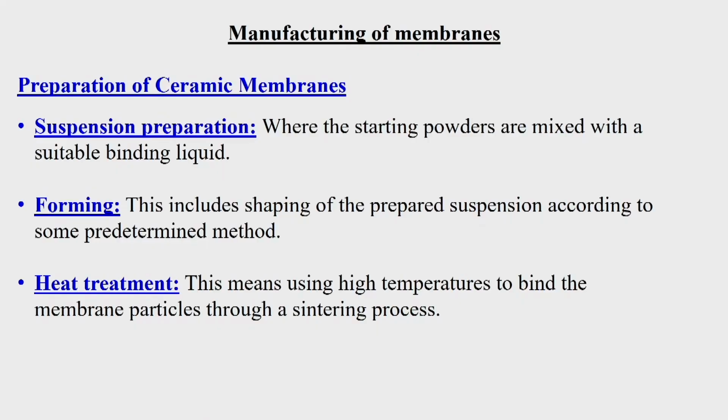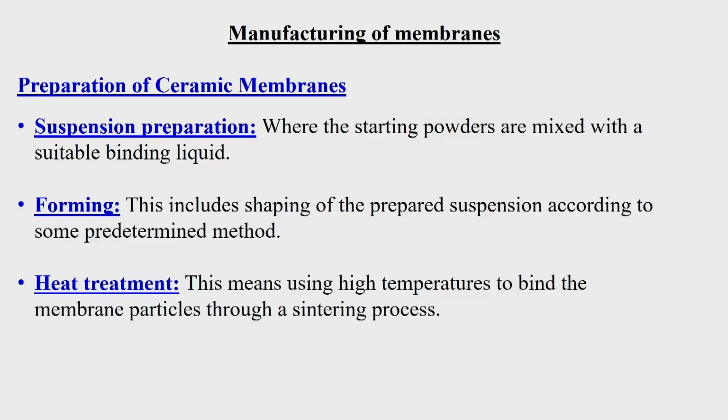Now we will be discussing the preparation of the ceramic membrane. The steps are like this: suspension preparation, where the starting powders are mixed with a suitable binding liquid. Then we need to do the forming, which includes shaping of the prepared suspension according to a predetermined method. Then heat treatment is required at the end, which means using high temperature to bind the membrane particles through a sintering process.